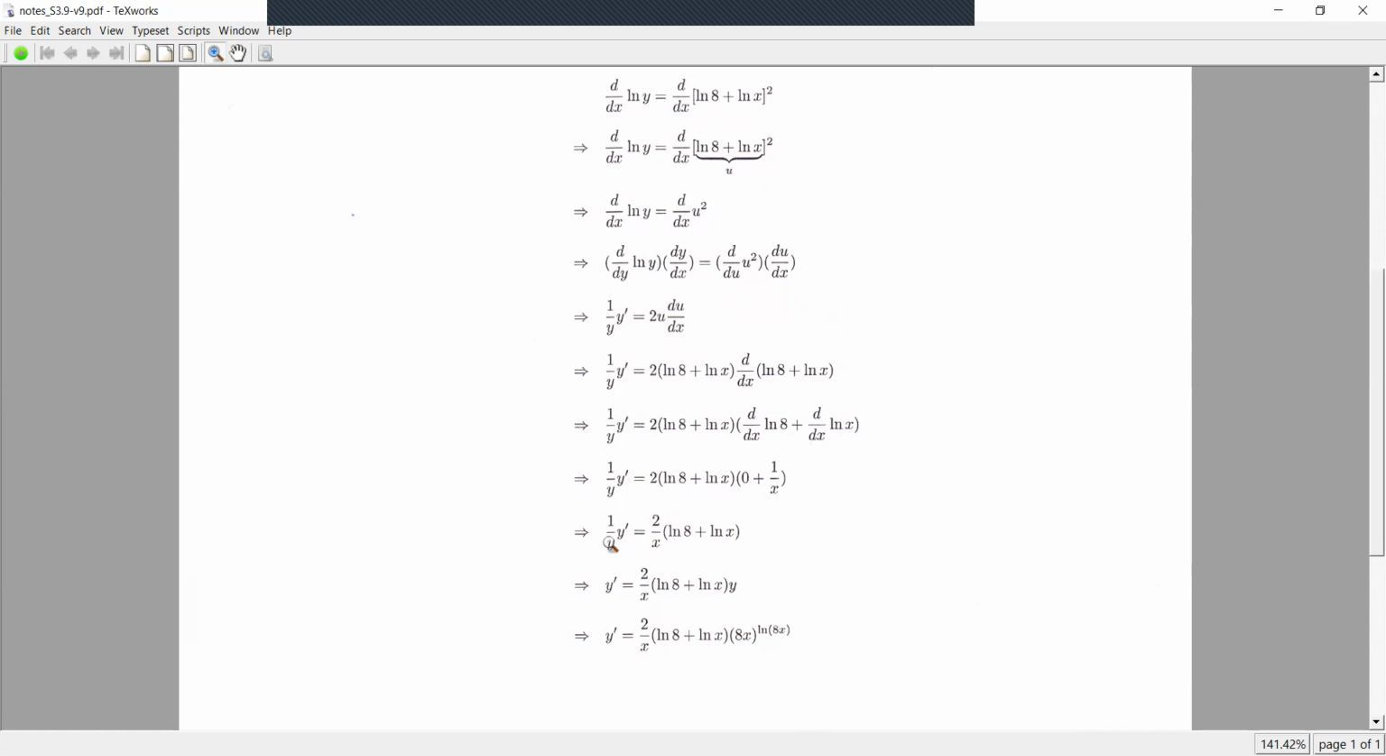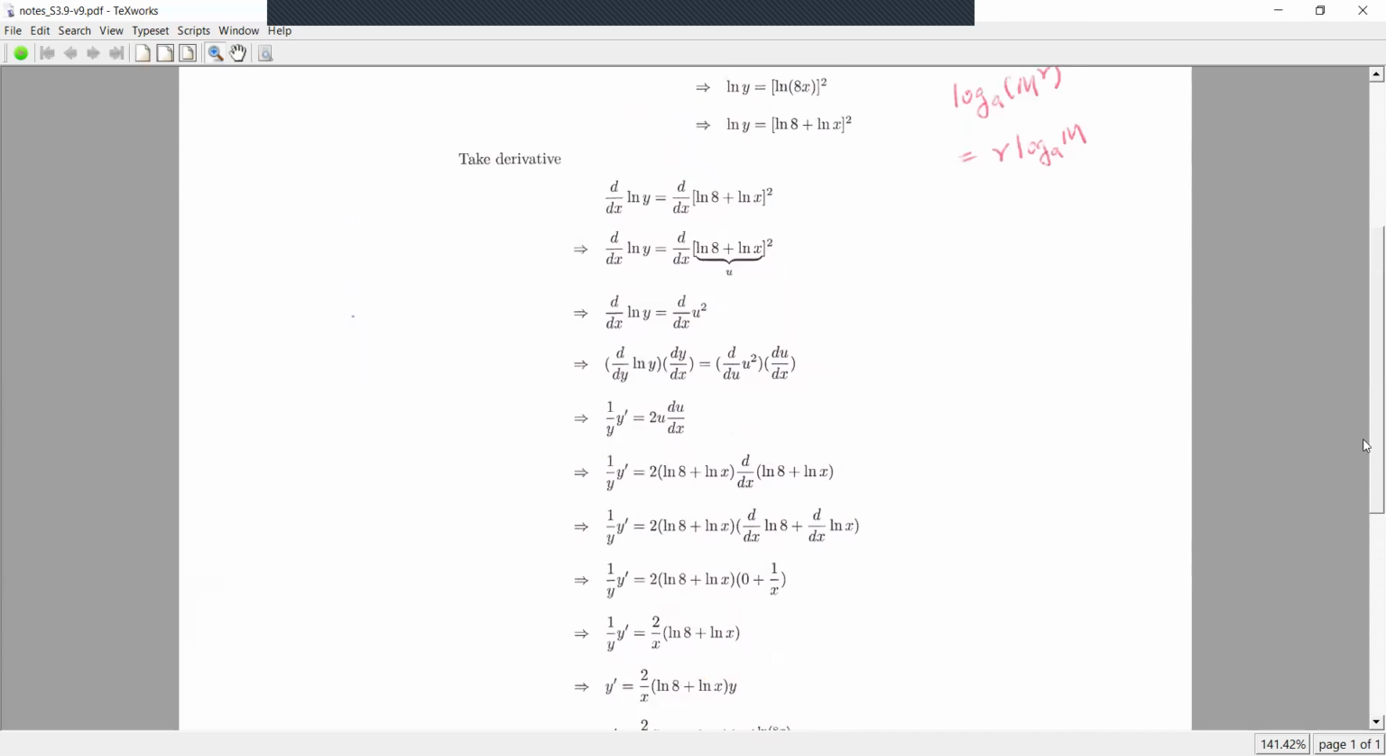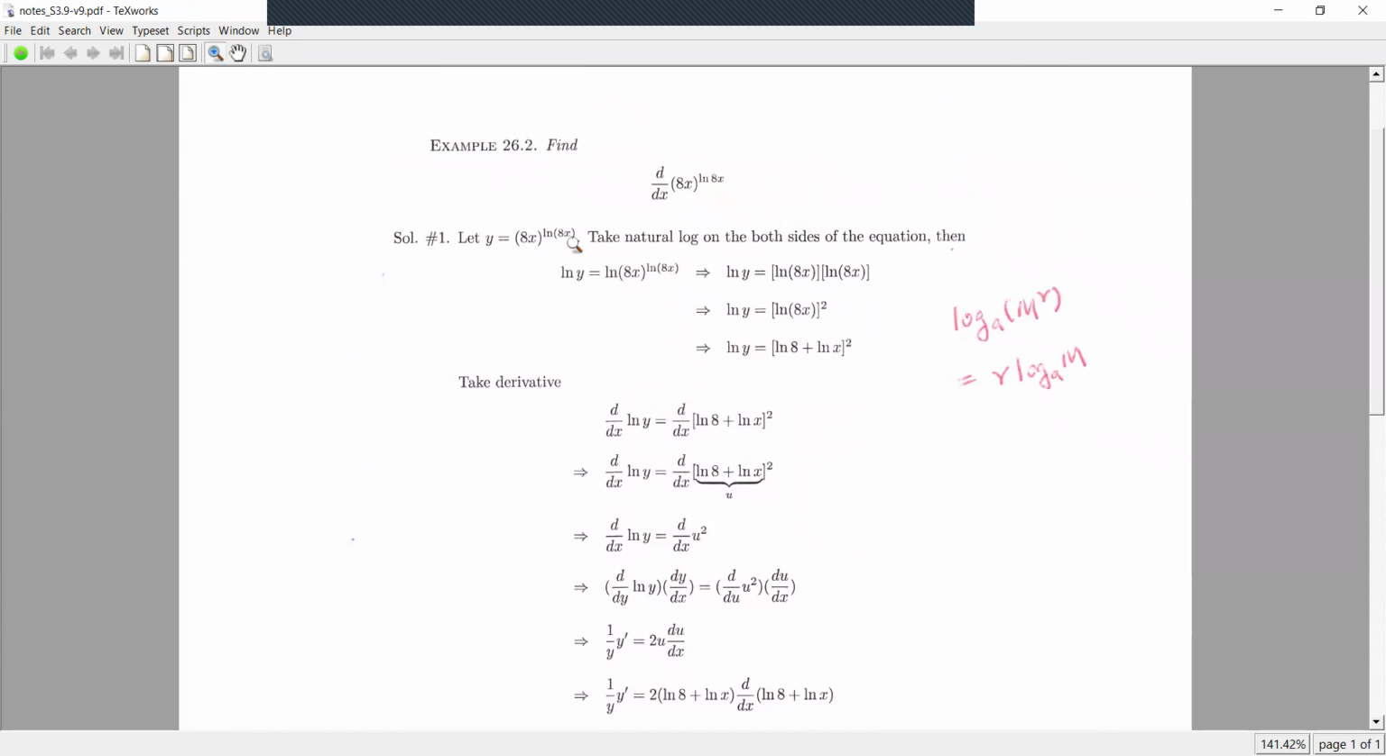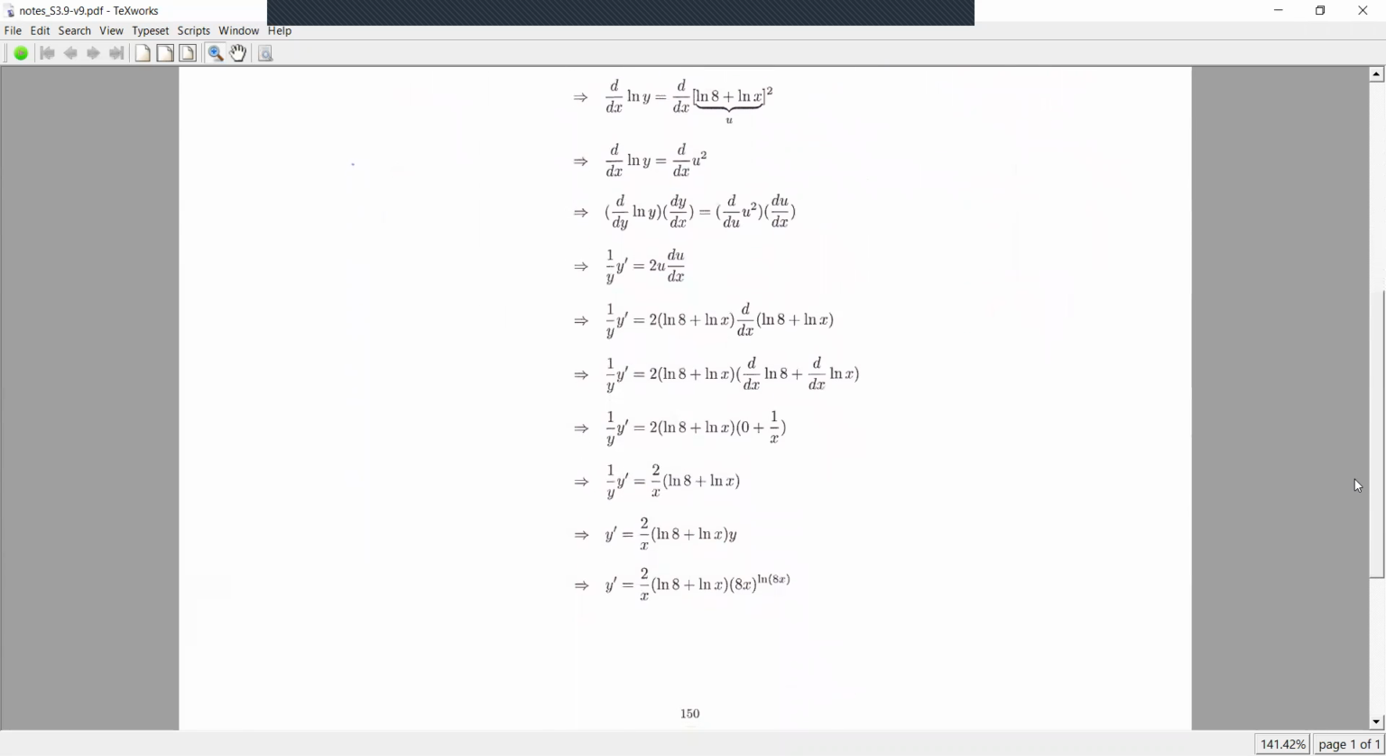Move y to the right hand side, I have this equation. Now, we know what y is in this example. y is this function. Plug in this function for the y here, then I have this equation. This is the result of the derivative of y.